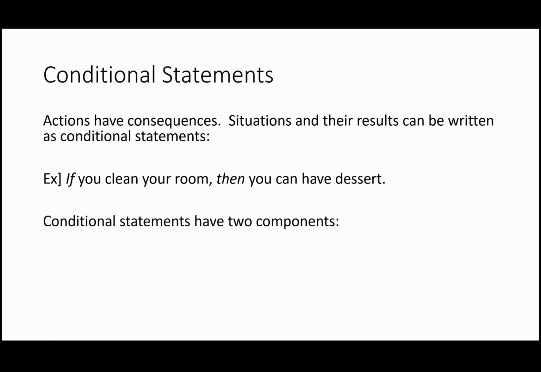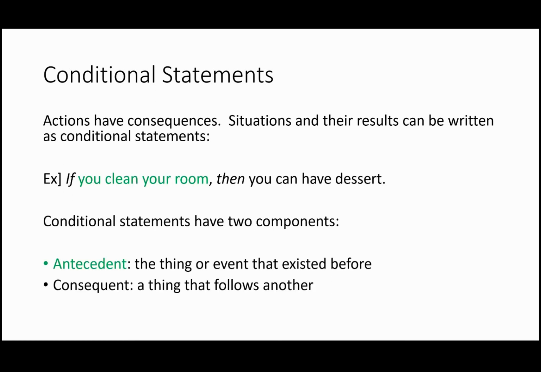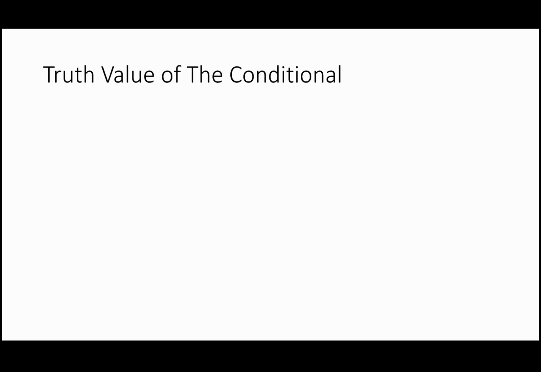Okay, so the initial thing in this particular conditional statement is the cleaning your room part. That's known as the antecedent, okay? Conditional statements in general have two components. The antecedent is the thing that existed before. That's the you clean your room part. The thing that comes after, or a thing that follows another, is the consequent. That's what I have highlighted in blue here. That's the you can have dessert component. So you first do the initial thing, the antecedent, and the consequent, therefore, should follow, okay?